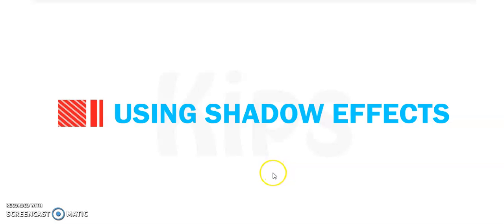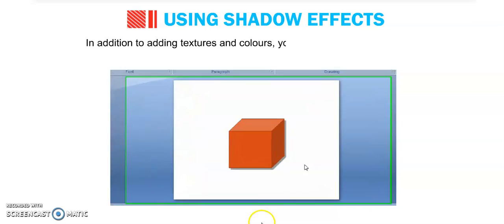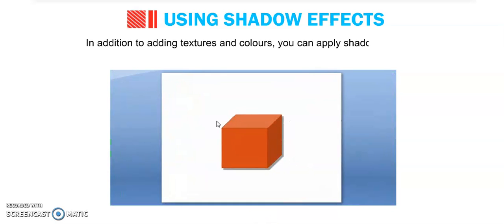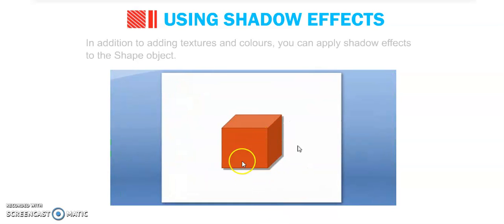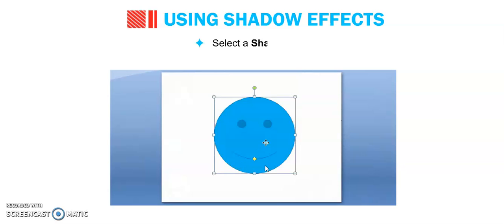Now there is another effect, the shadow effect. In addition to adding texture and colors, you can apply shadow effects to the shape object also. It will make the shape look impressive. So we can use all these features for making our presentation very attractive and interesting.